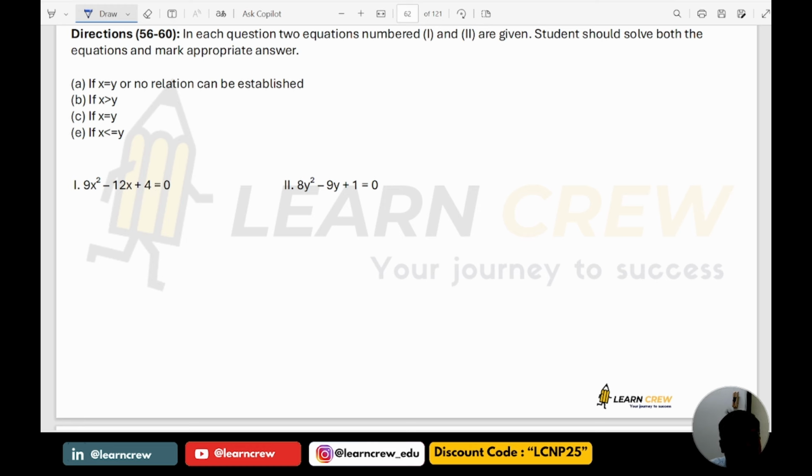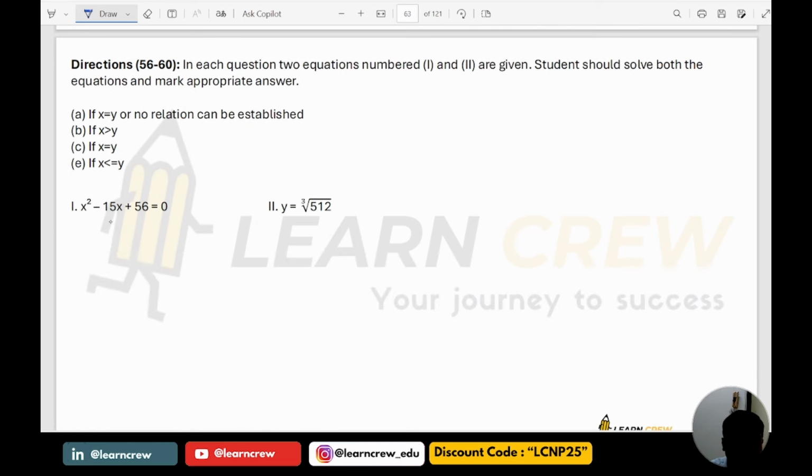Next. 9 into 4, 36. How do you get 36? The sum is 12, so it is nothing but 6 and 6. So you will get x as 2 by 3, comma 2 by 3. And 8 into 1, so minus 8, minus 1. So you can say y is equal to 1, comma 1 by 8. If you see here, 2 by 3 is less than 1, but 2 by 3 is greater than 1 by 8. So here also the relationship can't be established.